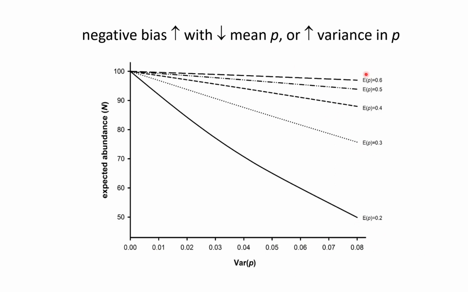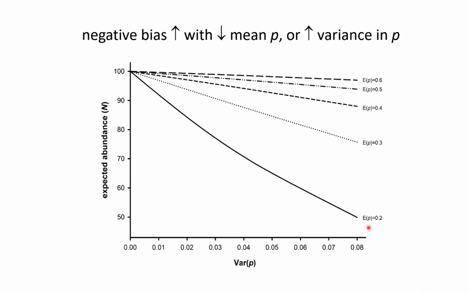So what you'll see are two things being represented here. Clearly, as the variance increases, the bias goes up. Okay? And the magnitude of the bias is worst when you're dealing with a situation where the expected detection probability is low. Right? So the higher the detection probability, the less of a problem high variance in detection, or high degrees of heterogeneity, is. So the worst possible scenario that you could have would be lots of heterogeneity and a very low encounter probability.